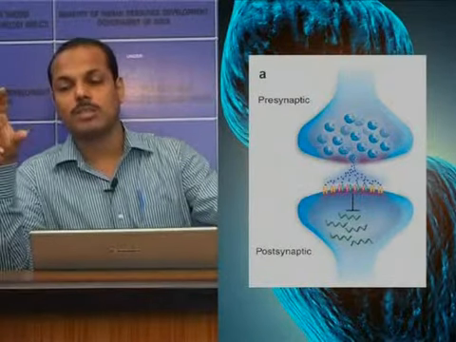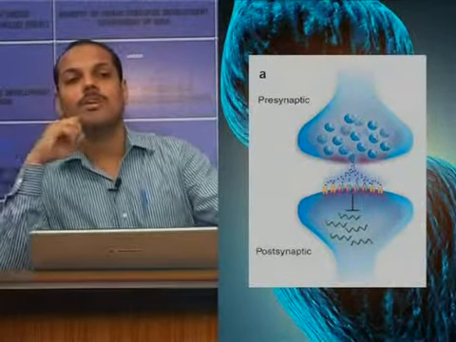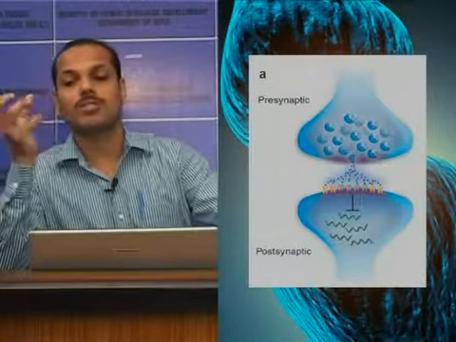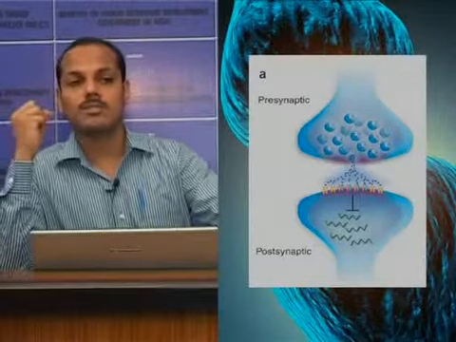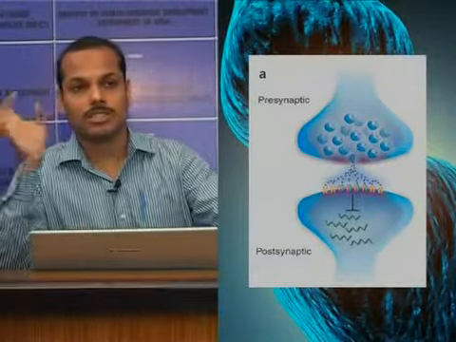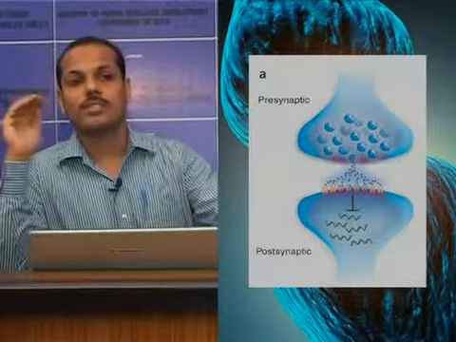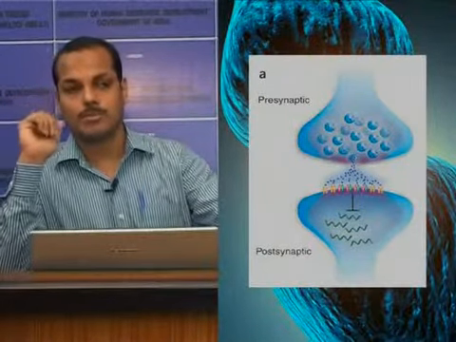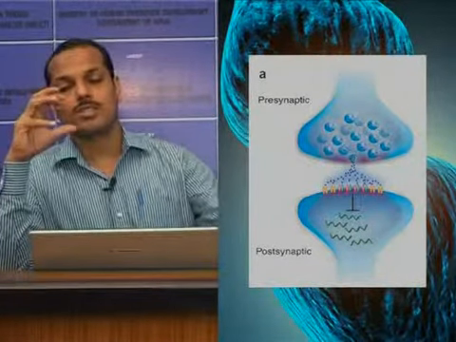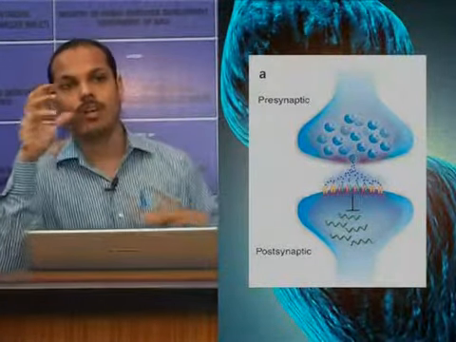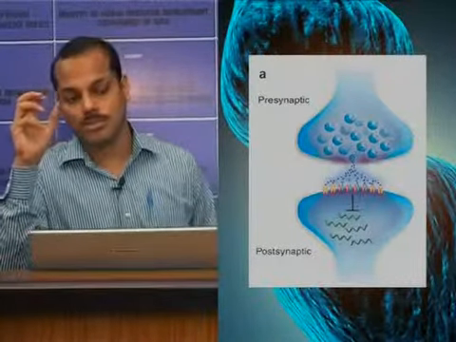Postsynaptic membrane contains some receptors. So, these chemical transmitters, the chemical transmitter is usually acetylcholine, will be released in the synaptic cleft, and there are receptors present at the postsynaptic membrane. As a result, a combination will be there. As a result of this combination, a local potential called synaptic potential will be developed in the postsynaptic membrane.